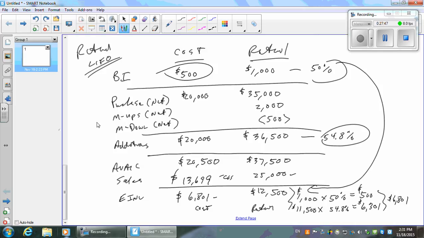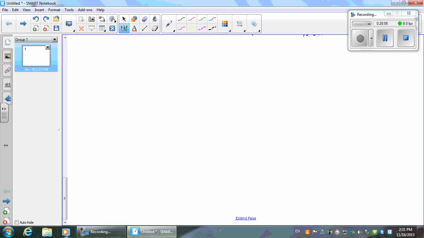All right, let's see. So on this one, take a look on page 499. So notice their beginning inventory. Going down here a little bit. Okay, so this is going to be retail dollar value LIFO. It's going to turn your brain inside out after a while.